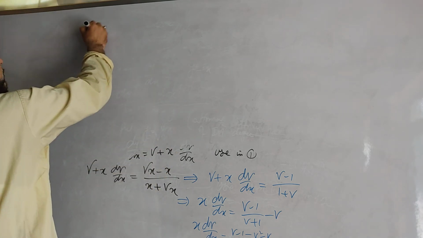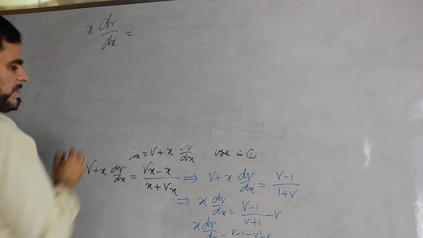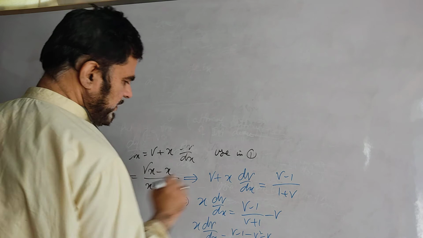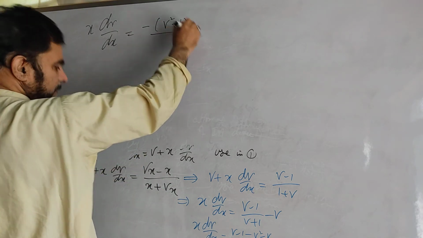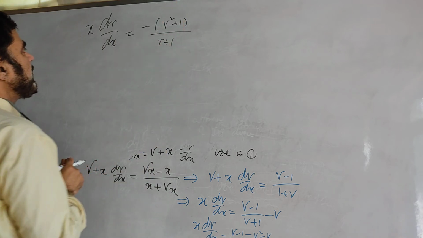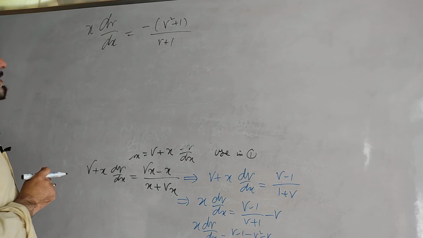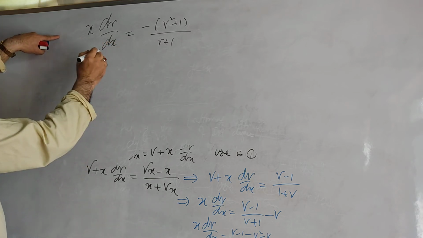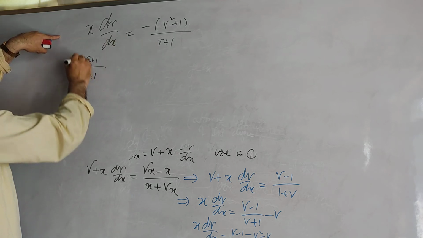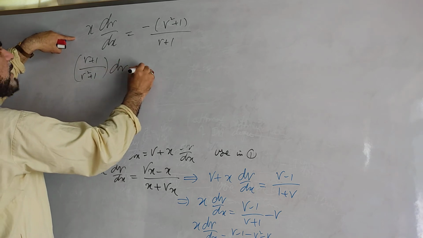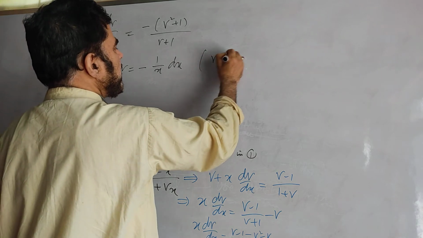This is x dv by dx is equal to, this positive v negative v will not survive, minus v square plus 1 by v plus 1. Now we are in a position to separate v terms with dv. How? This is v plus 1 by v square plus 1 dv, it is minus 1 by x dx. So you say variable is separated.